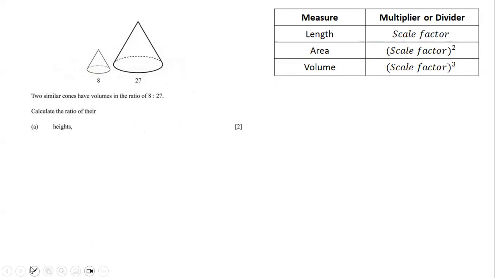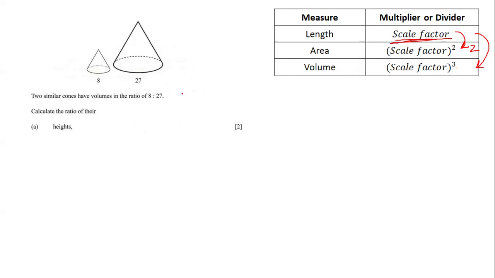Well, this table is very useful because it's telling us that if we have the length scale factor and we need to figure out what is the area scale factor, all we need to do is take our scale factor and raise it to the power of 2. And then we're going to get the area scale factor. Moreover, if we have the length scale factor, all we need to do is raise it to the power of 3, and then we'll get the volume scale factor.